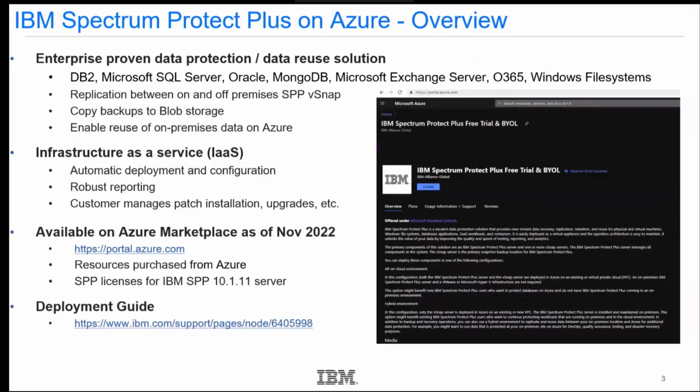This offering is an infrastructure as a service IaaS offering, which means that we would support automatic deployment and configuration, but the end user will have to manage the patch installation, the upgrades, etc. on their own. So if anybody goes into the Azure Marketplace, you can search for this offering, IBM Spectrum Protect Plus free trial, and you will be able to see our offering. It's based on 10.1.11, like I mentioned.